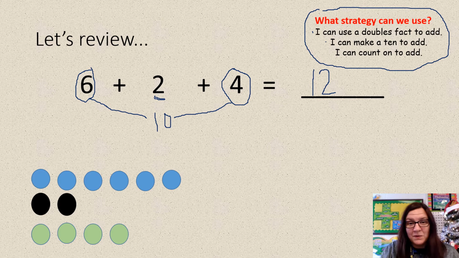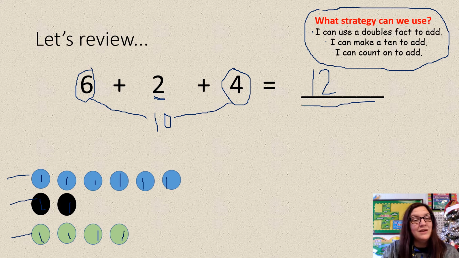Now, if it gets really tough and it's too hard for you to think about the different strategies, you can always draw a picture. I have 6 circles here that go with the first addend, 2 circles, and then 4 circles to match each addend. And I can just count those. 1, 2, 3, 4, 5, 6, 7, 8, 9, 10, 11, 12. So it's 12.